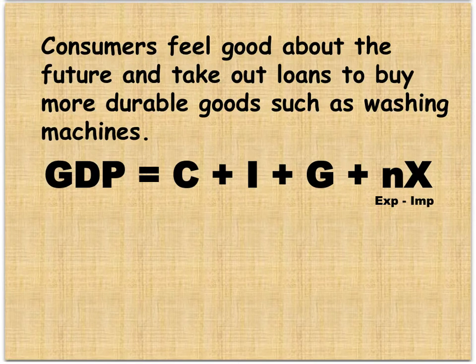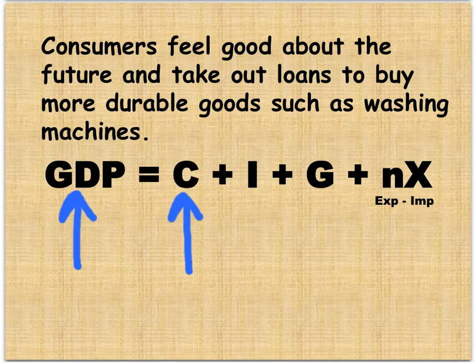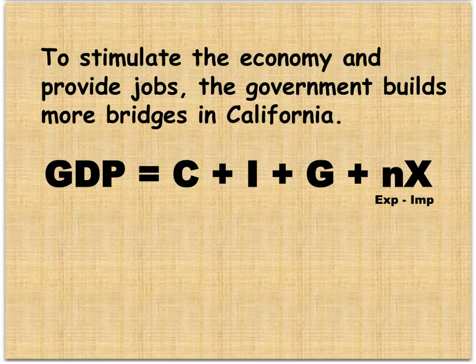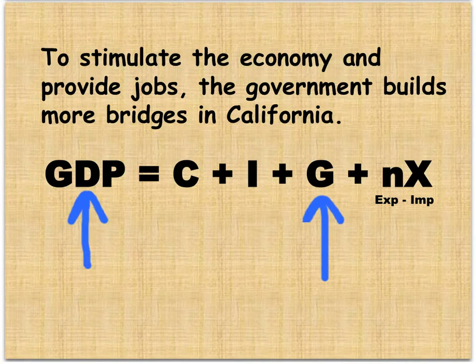Consumers feel good about the future and take out loans to buy more durable goods, such as washing machines. Well, then clearly consumers are spending more, consumption's going up, and therefore total GDP is going up. To stimulate the economy and provide jobs, the government builds more bridges in California. That's the government spending, and so clearly government spending is going to go up and GDP is going to go up. Now sometimes people think, well, but if the government's doing that with borrowed money, is that bad? Well, maybe in the long run, but it's spending nonetheless, and government spending increases GDP.